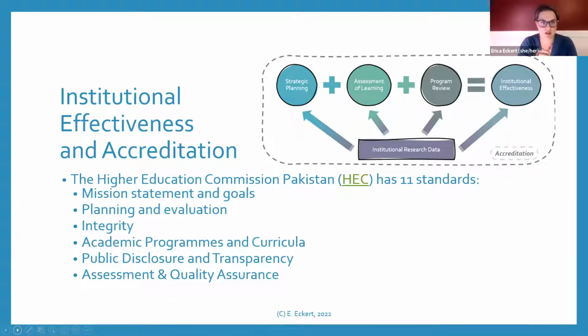Having a mission statement and goals, that's critical, a very primary step because it defines what you do. Engaging in planning and evaluation, that's effectively assessment. It's deciding what you're doing, doing it, and then measuring whether or not it happened and how well it went. Having integrity, this doesn't seem like maybe something that's off the bat or immediately aligned with institutional effectiveness, but it comes in the reporting.